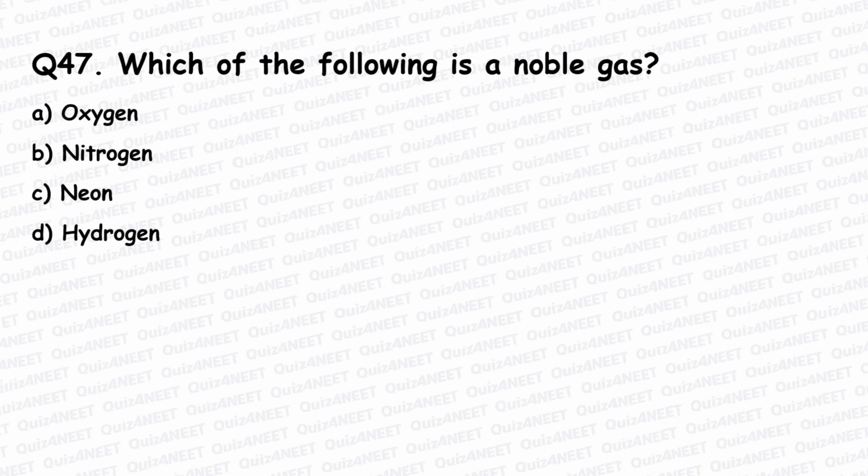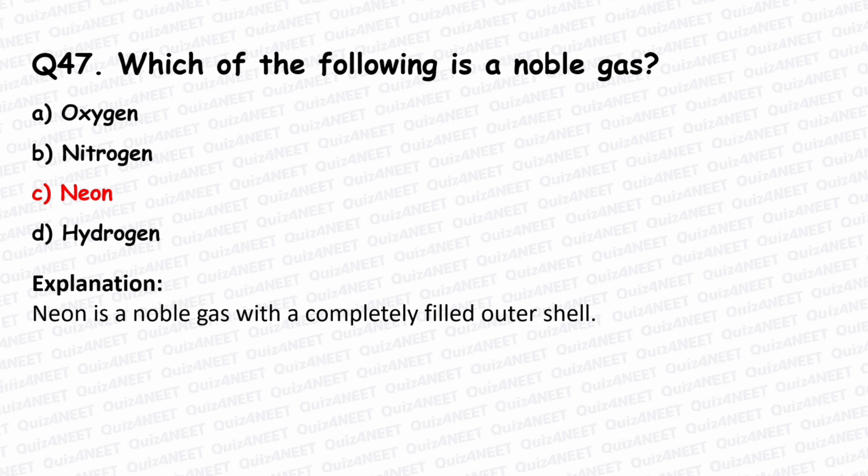Q47. Which of the following is a noble gas? A. Oxygen, B. Nitrogen, C. Neon, D. Hydrogen. Answer C. Neon. Explanation. Neon is a noble gas with a completely filled outer shell.